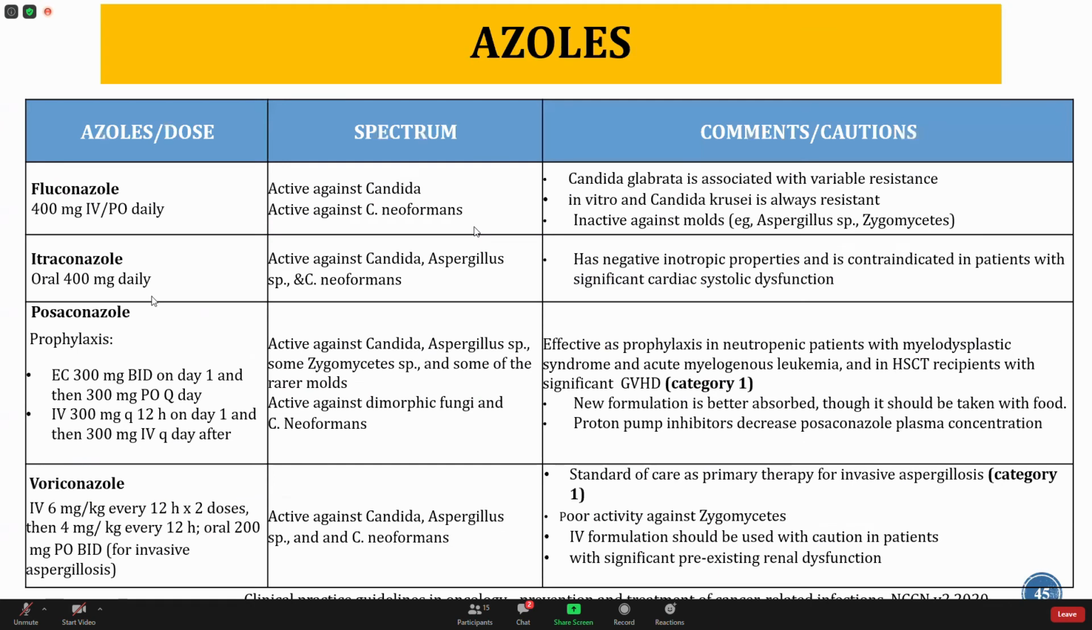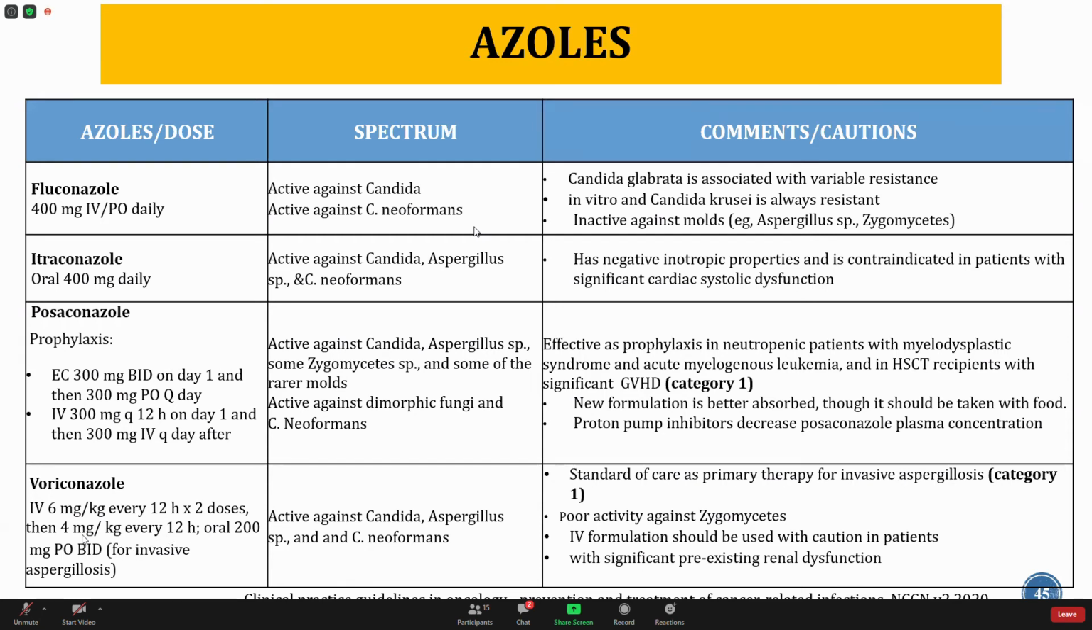So these are the antifungals with the doses. Fluconazole is used 400 milligram once daily. Itraconazole 400 milligram twice daily. Posaconazole we use 300 milligram BID on day 1, and then 300 milligram once daily for prophylaxis, and actually the same is the dose used for treatment. Voriconazole, this is the treatment dose: 6 milligram per kg is the loading dose for 1 day, and then 4 milligram per kg every 12 hours.